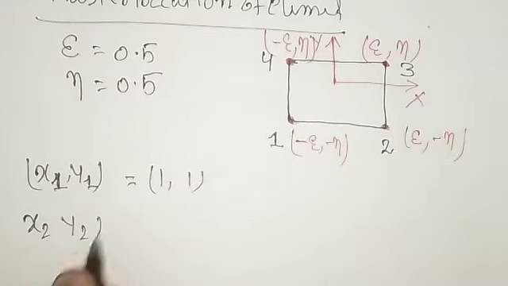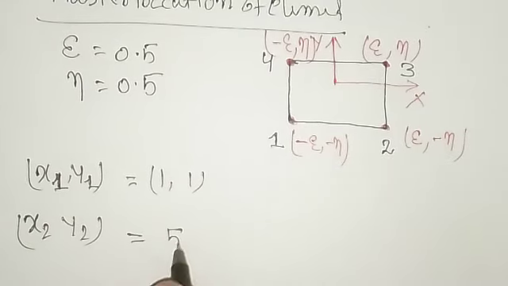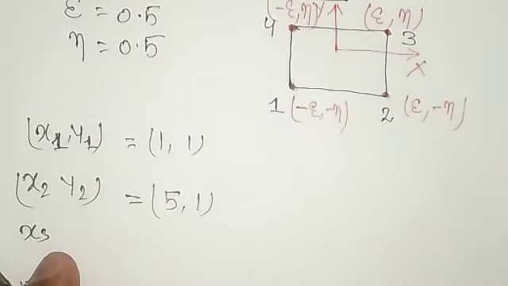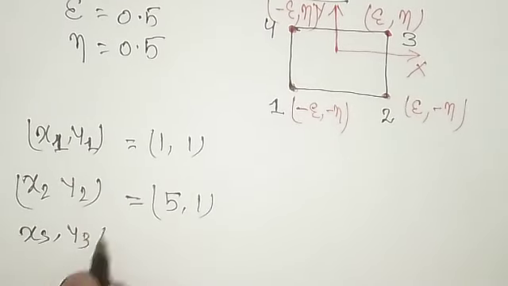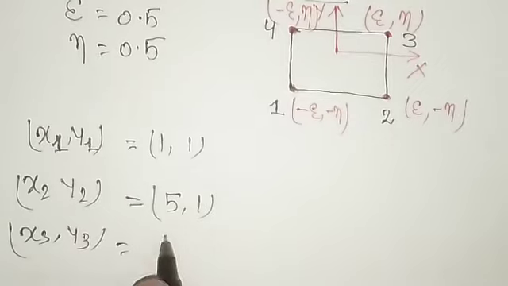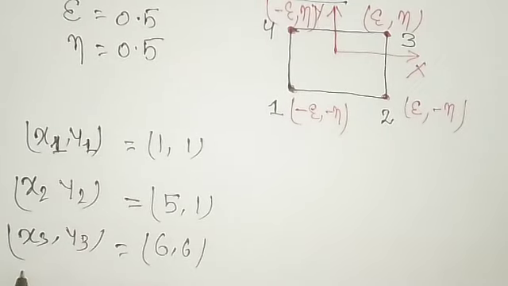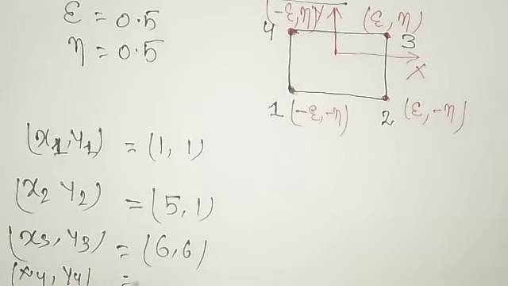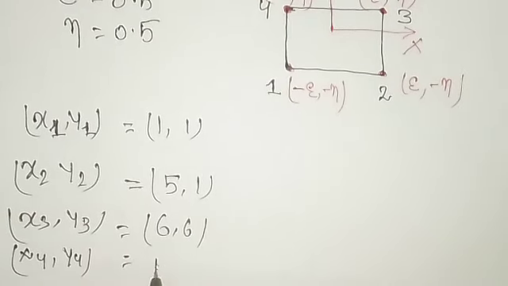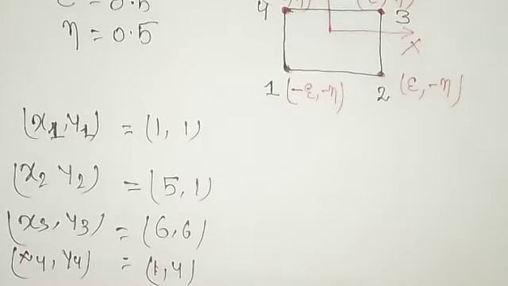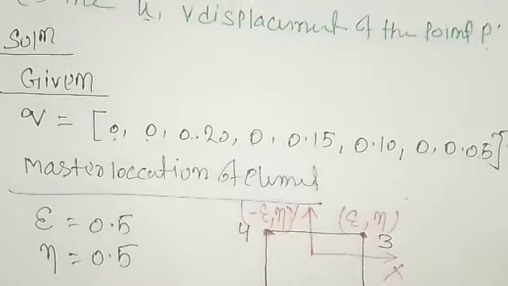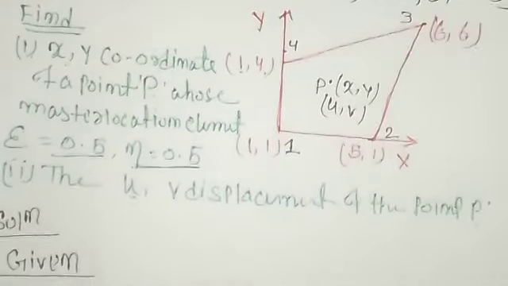x2, y2 is equal to 5, 1. x3, y3 is equal to 6, 6, and x4, y4 is equal to 1, 4, right? So these are the coordinates given. Now we need to find the shape function using this. So the shape function at each node is 1 by 4, right?